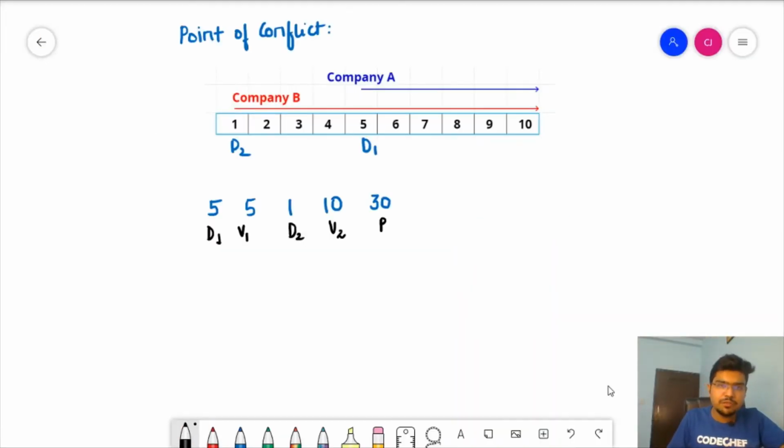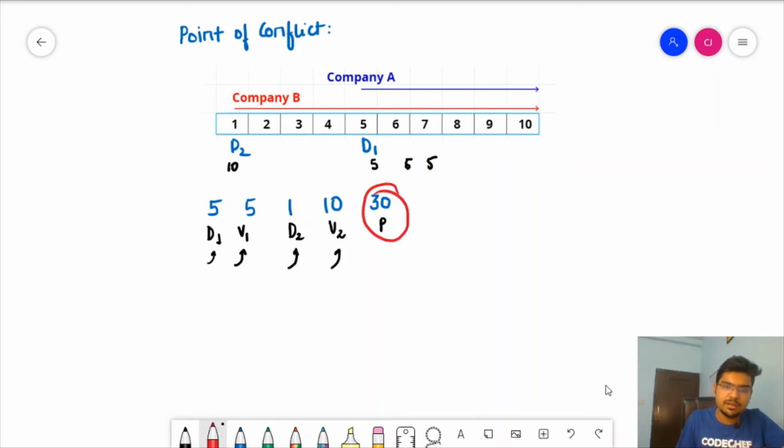Okay, so the point of conflict where we can get stuck in this particular question is this. Let us say we have a test case in which company A starts the production at day 5 and it can produce V1 vaccines. That means 5 vaccines each day after D1, right? And company B starts the production on day 1 and it can produce 10 vaccines per day, and the total amount of vaccines that we require is 30, right?